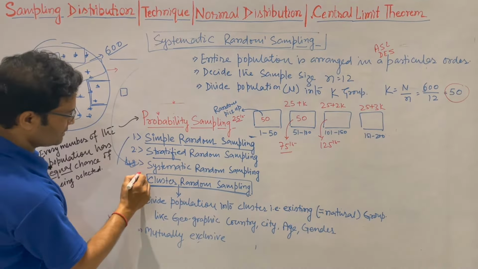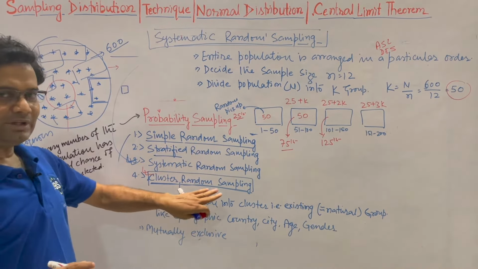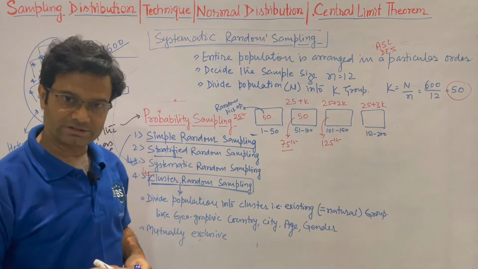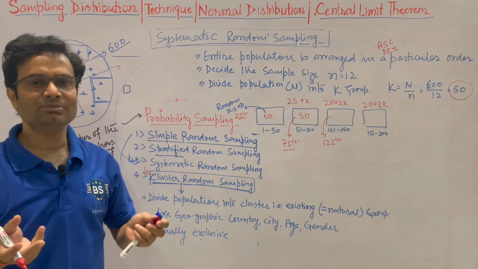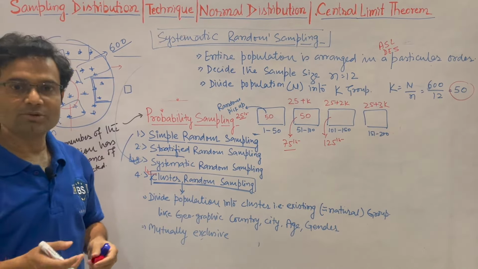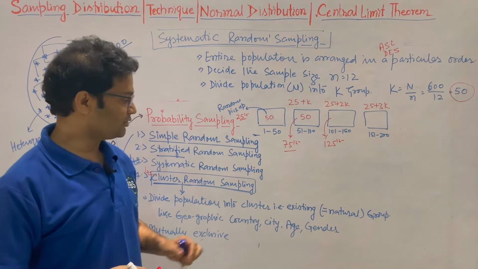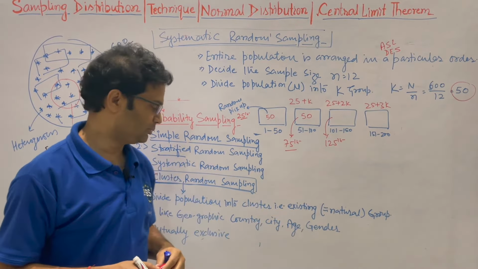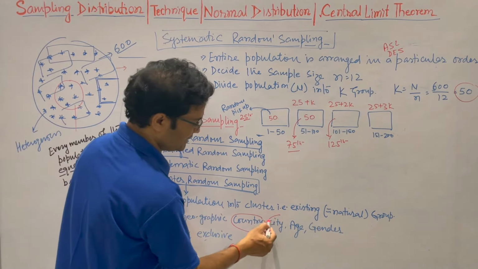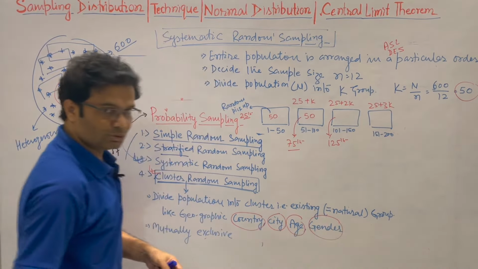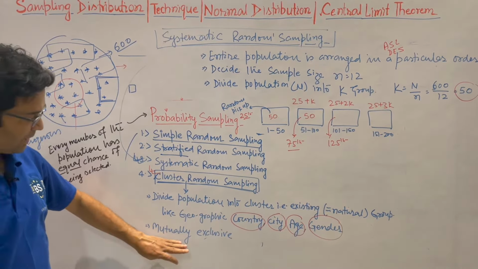If you talk about cluster random sampling, this is similar to stratified. Here also we divide our population into clusters, but the difference is that in stratified we make custom strata, custom subgroups, while in cluster sampling we take advantage of existing natural groups. So the country, for example, is already defined. This is the city, age, gender. We take advantage of the natural grouping.